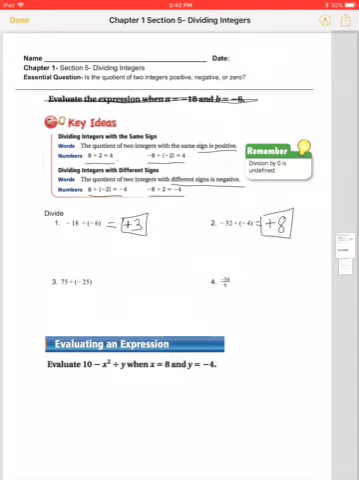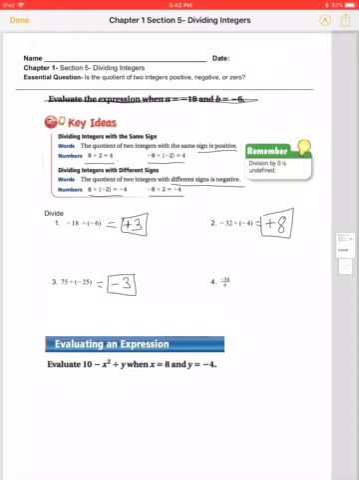On number 3, I have 75 divided by negative 25. So I have a positive divided by a negative. Those are different signs. So different signs means negative. 75 divided by 25 is 3.